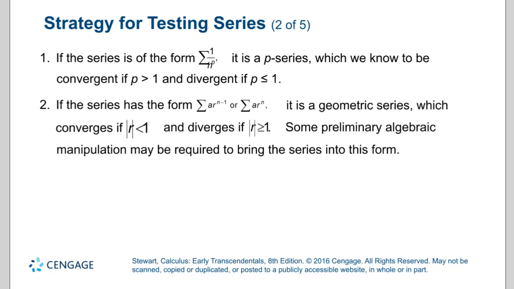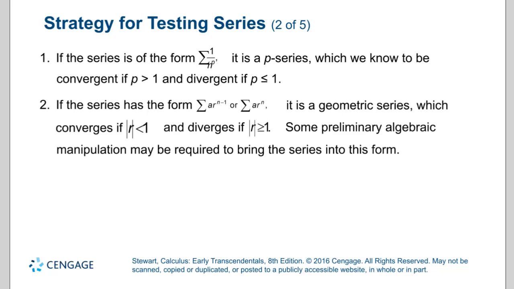So the p-series, remember, is 1 over n to the p power. It's going to be convergent if p is greater than 1 and divergent if p is less than or equal to 1. So if you see something that looks like a p-series, just do that real quick and you're done with it. You don't have to worry about any other tests.